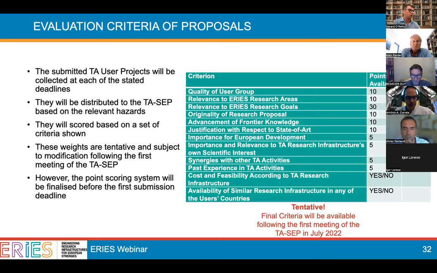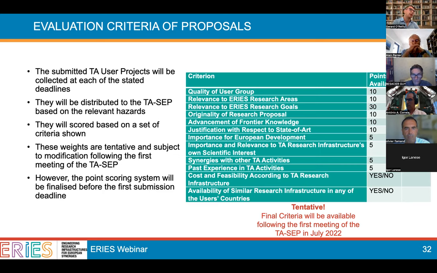This is just because we haven't had the chance to have a meeting with the panel yet, but I wanted to give the general idea of what the scoring could potentially be, so people have an idea of how this would possibly work. You see here how it's based on a set of criteria, like the relevance to the research areas, the research goals, like I mentioned before, how this could be justified with respect to the arts. Are there any synergies with existing other transnational access activities? And also a feasibility aspect with respect to the research infrastructure that is being applied to.